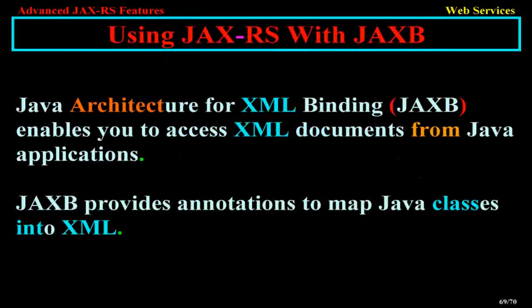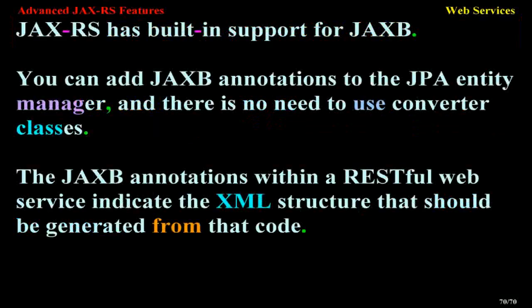Using JAX-RS with JAXB, the Java Architecture for XML Binding. JAXB enables you to access XML documents from Java applications. JAXB provides annotations to map Java classes into XML. JAX-RS has built-in support for JAXB. You can add JAXB annotations to the JPA entity classes, and there is no need to use converter classes. The JAXB annotations within a RESTful web service indicate the XML structure that should be generated from that code.